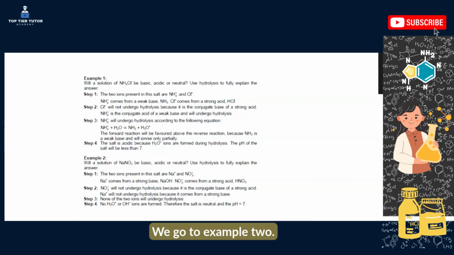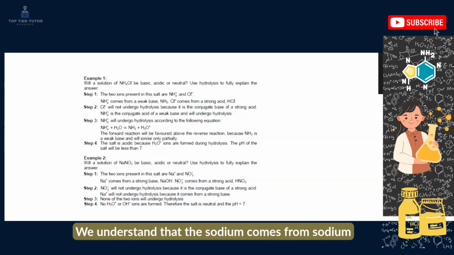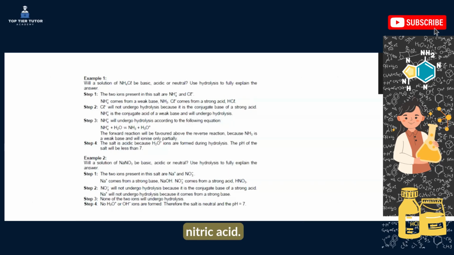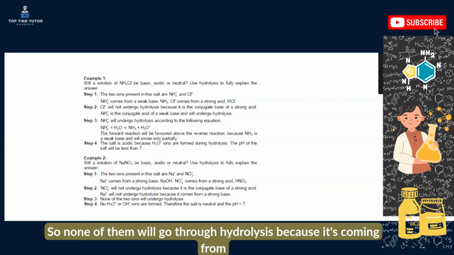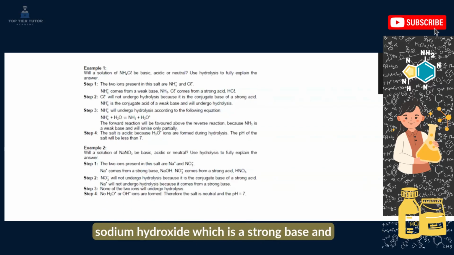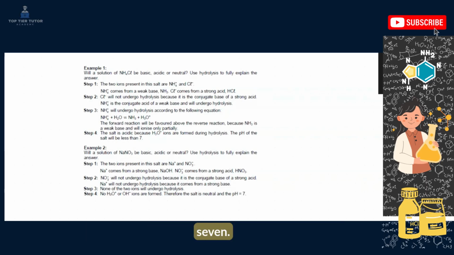We go to example 2. We have sodium nitrate. We understand that the sodium comes from sodium hydroxide and the nitrate comes from nitric acid. Nitric acid is a strong acid, so none of them will go through hydrolysis, because sodium hydroxide is a strong base and nitric acid is also a strong acid. So our pH is going to be 7.